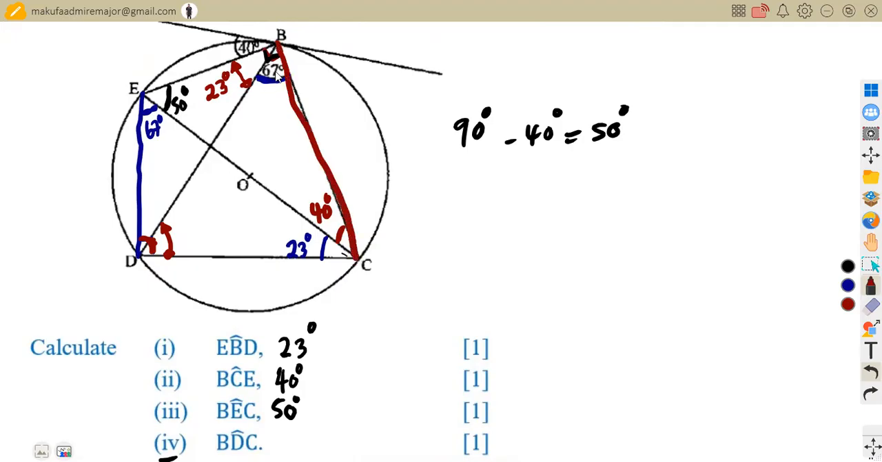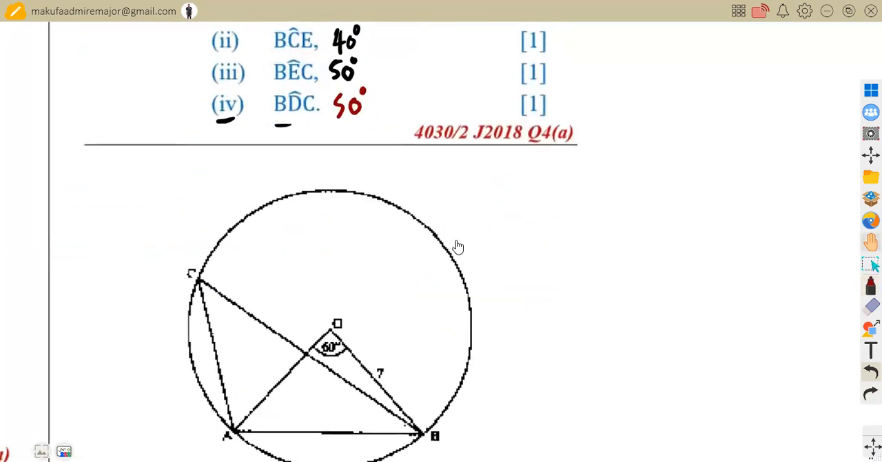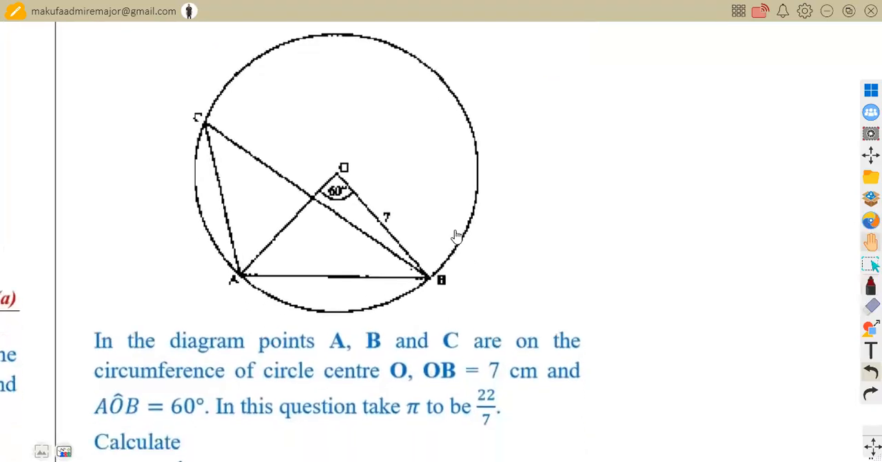The chord BC is creating an angle at D. It is also creating an angle at E. So it means this angle at E is supposed to be equal to the angle at what? At D. So this is going to be 50 degrees. Also, we are referring to angles that are subtended by the same chord. Circle geometry, guys, revise your theorems, work with your theorems, understand your theorems.